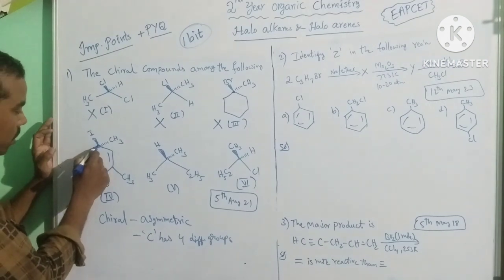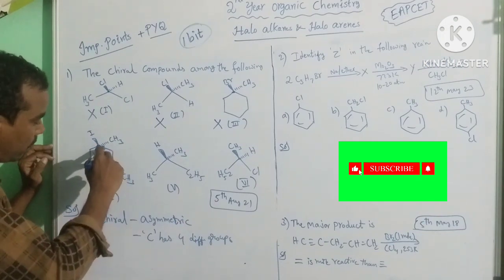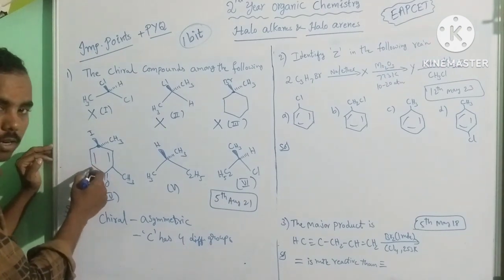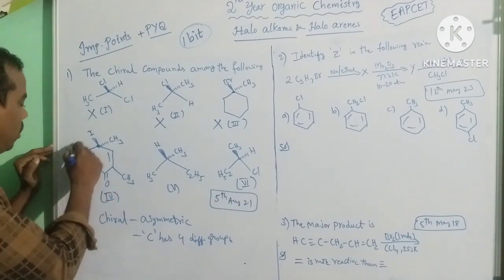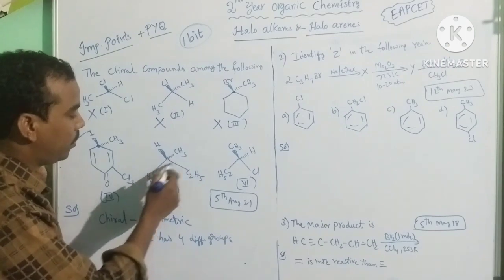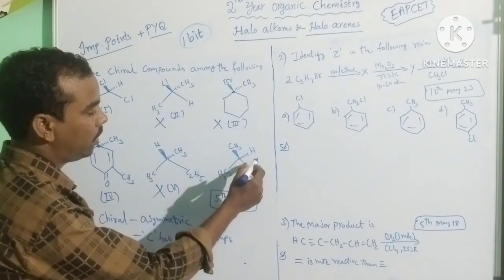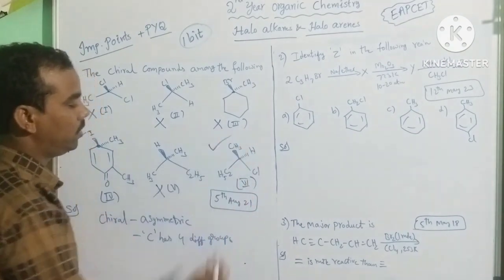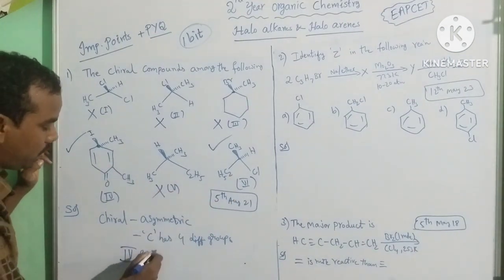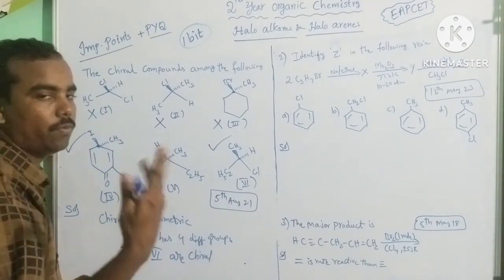If you observe this carbon, it has iodine and a methyl group, but it is not symmetrical. From the right side, the second carbon contains a methyl group. From the left side, the second carbon does not contain a methyl group. So it is asymmetric. The fourth one is asymmetric. Next, the fifth one has hydrogen, methyl, ethyl. Both methyl groups are present, so it is not asymmetric. The sixth contains CH3, Cl, H, C2H5, four different groups, so it is asymmetric. So the answer is 4 and 6. They are asymmetric, that means chiral. Chiral means the carbon which contains four different groups.